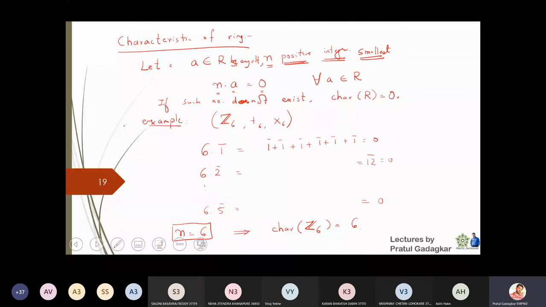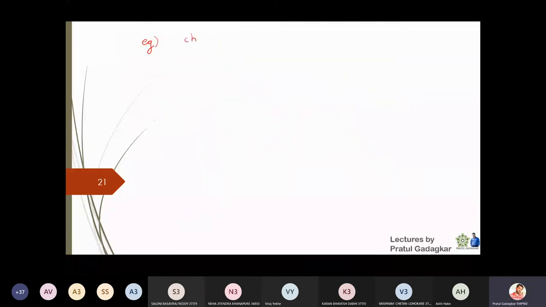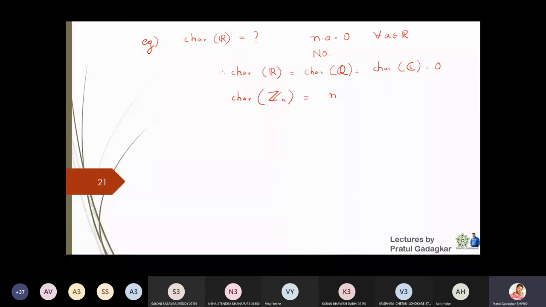So for example, let me ask you, what is the characteristic of the following rings? What is the characteristic of the set of real numbers? Which number can I find so that n into a bar is equal to 0 for all real numbers? Again, the answer is no, we cannot find it. And therefore the characteristic of the set of real numbers is 0. On the same lines, the characteristic of rational numbers and complex numbers is also 0. What is the characteristic of the ring Zn? The characteristic of the ring Zn has to be n. So this finishes the meaning of the characteristic.